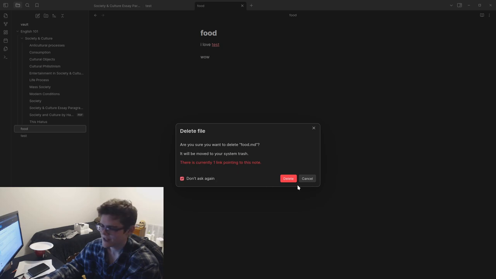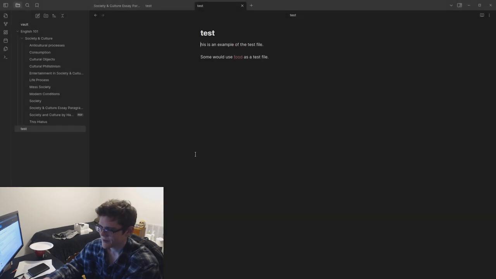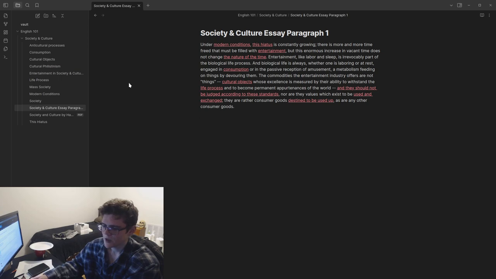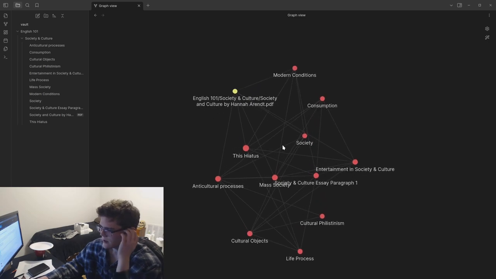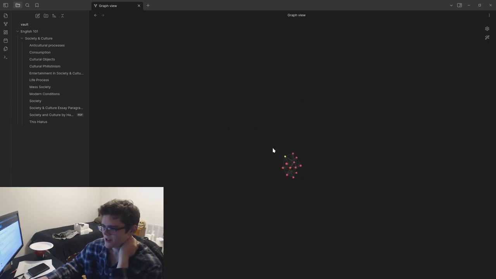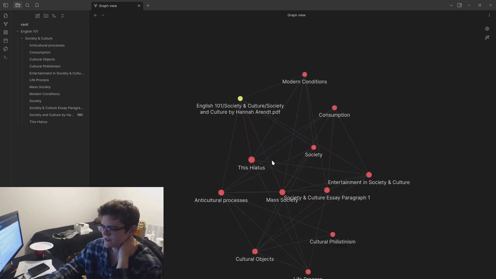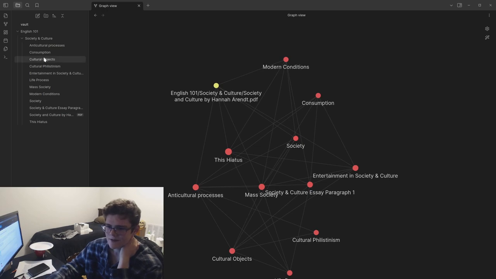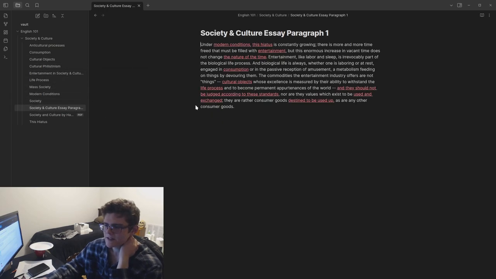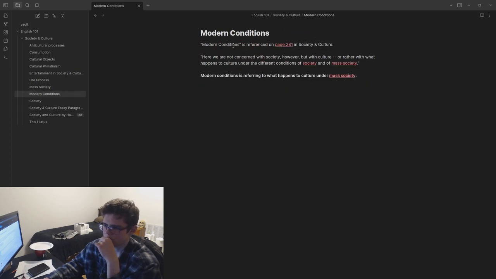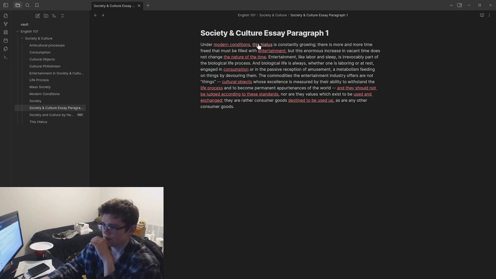Sorry, I was doing this on my laptop. This is my tree view, right? And it's really simple. A lot of people have it zoomed out and they have thousands of dots and it's really crazy looking, but they've been doing it for a few months or a couple years and this is just for today. So this is basically where the paragraph starts out. And it's like, oh, under modern conditions. So you click on modern conditions. Modern conditions is referring to what happens to culture under mass society. And it's like, okay, under modern conditions, this hiatus.